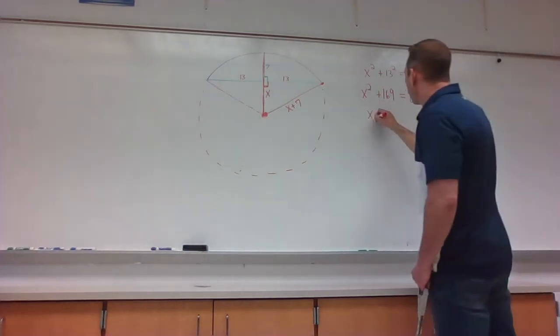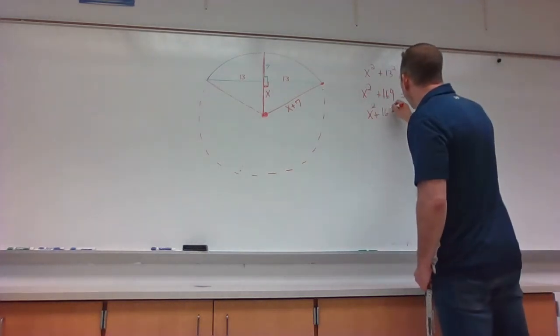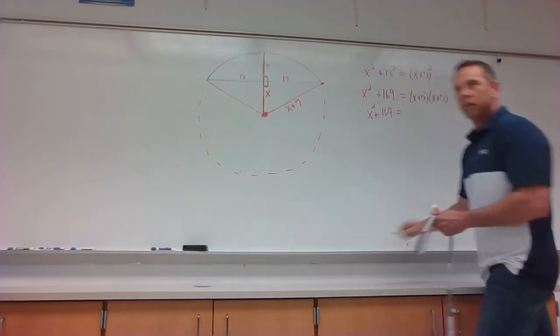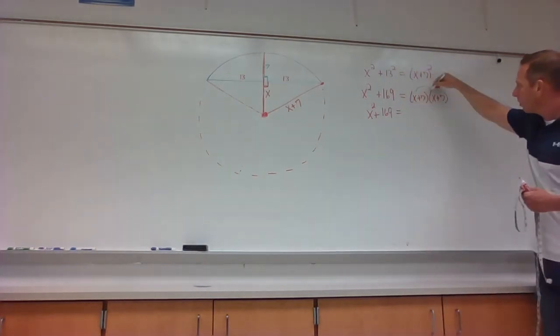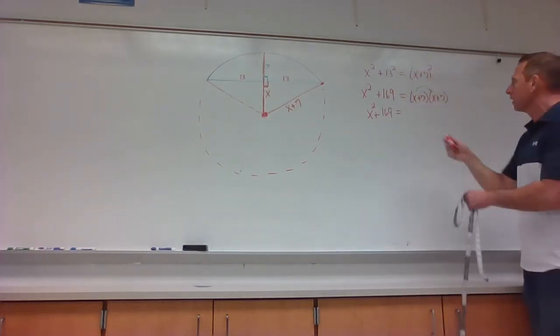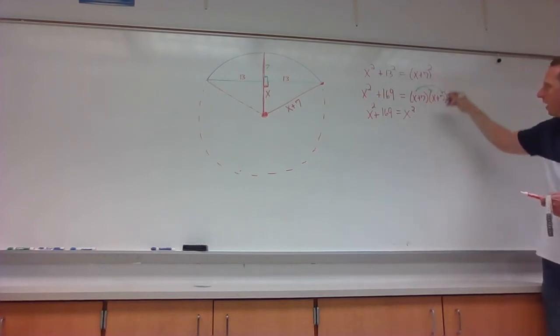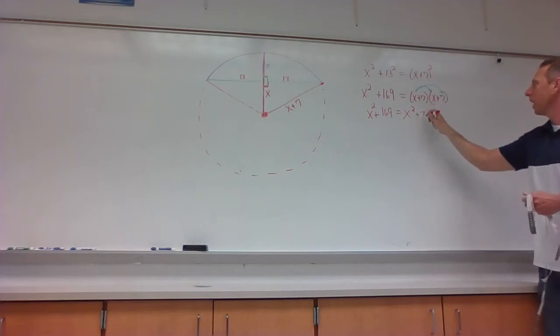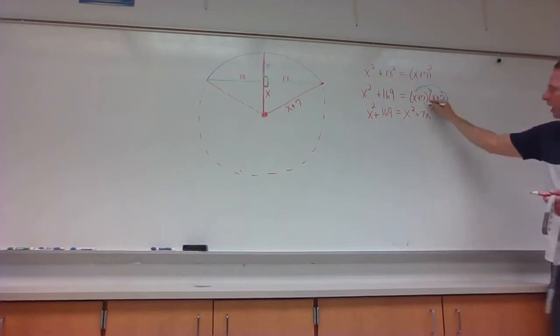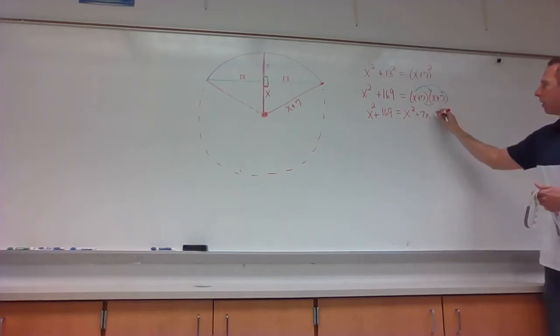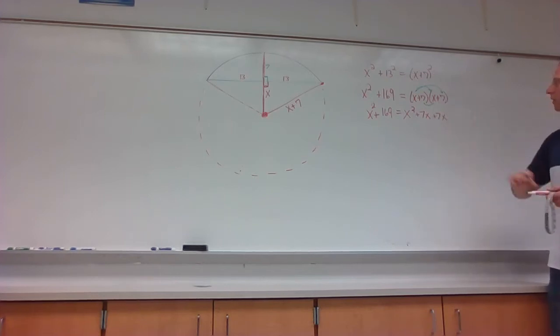So we've got x squared plus 169. And now over here, you guys remember how to do this? We need to distribute twice. x times x is x squared. x times 7 is 7x. Then we distribute here. We've got another 7x.